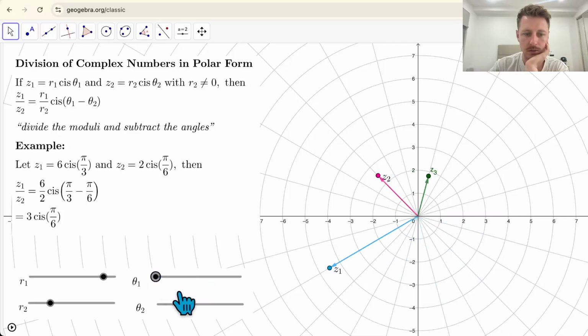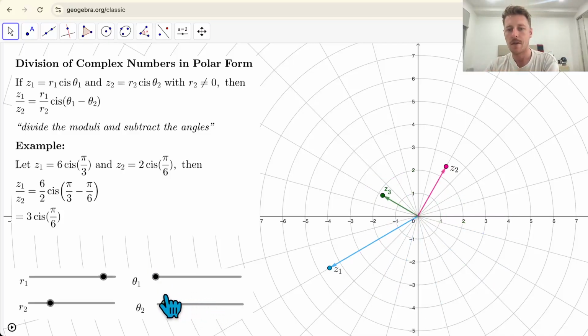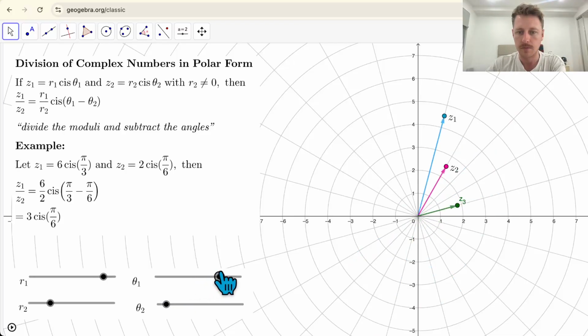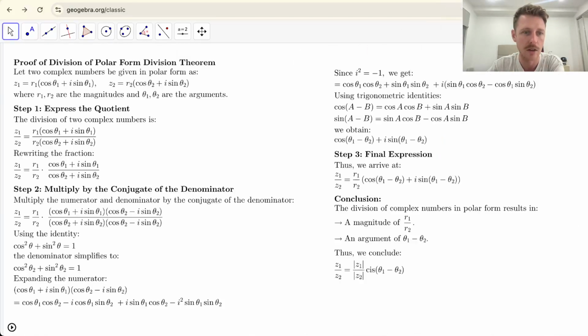So that's pretty cool. All right, so that's the division of complex numbers. That's what you need to do. You're probably wondering, where on earth does that come from? And this next slide is ungodly, but let's have a look.